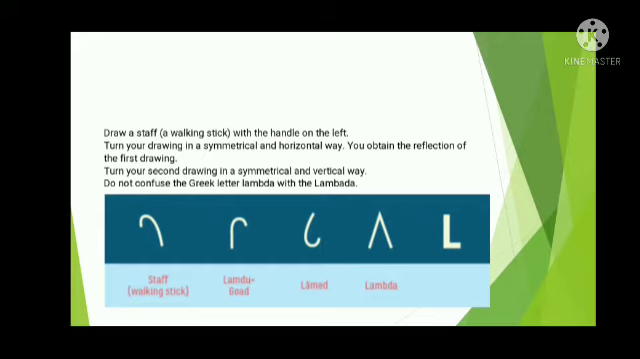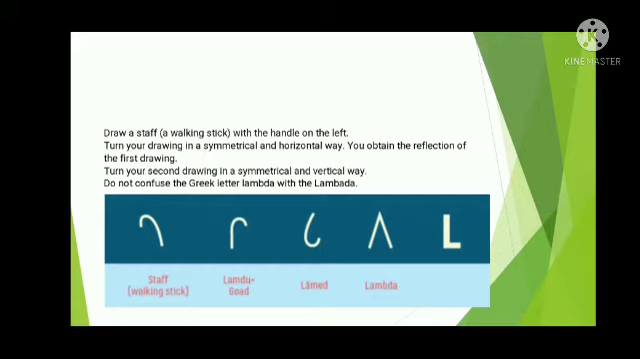Now for the evolution of letter L. So we draw a staff, a walking stick, with the handle on the left. Turn your drawing in a symmetrical and horizontal way. You obtain the reflection of the first drawing.